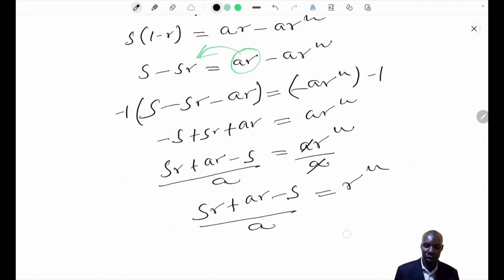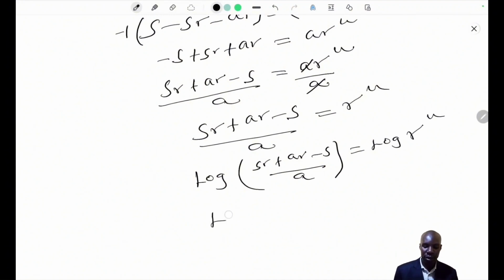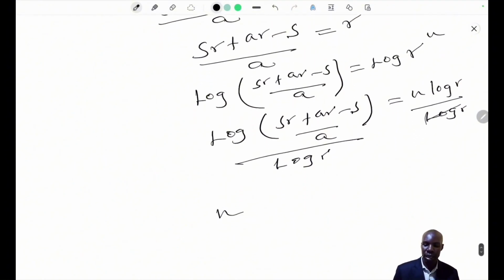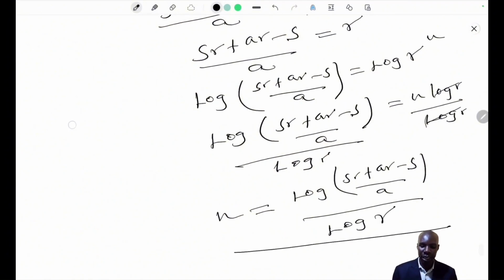So this one will force us to introduce log and say log of, in bracket, S R plus A minus S over A equals log of R to the power N. So this is going to give us log of S R plus A minus S over A equals N log of R. So if you divide both sides by log of R, we now have N given by log of S R plus A minus S over A, over log of R. So that is the formula for finding N.